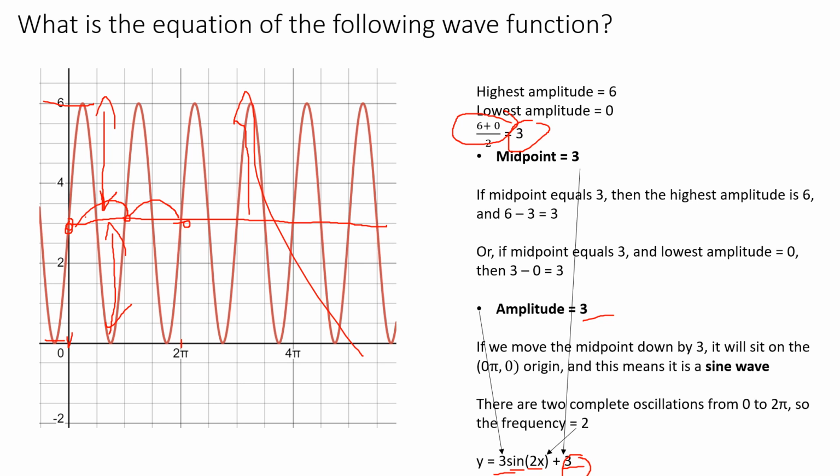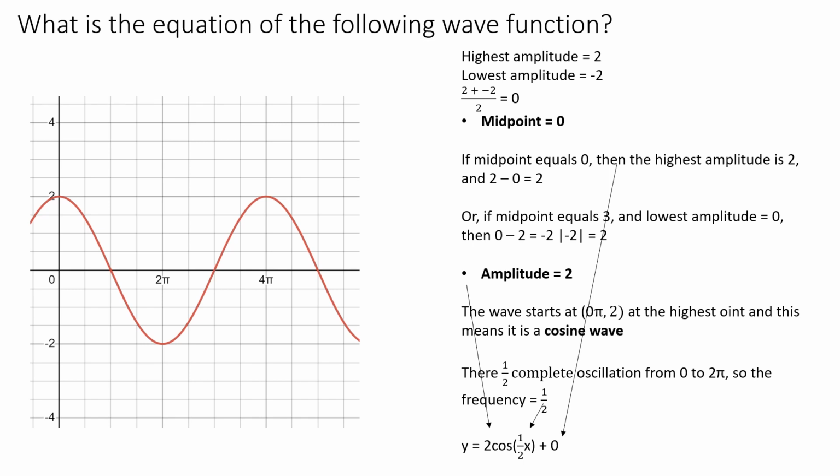And don't get confused about the 2 different 3's. This 3 is what it is above the 0. That's this plus 3. Then the other 3 refers to the amplitude. It's 3 up and down this way, and 3 up and down this way from the median.